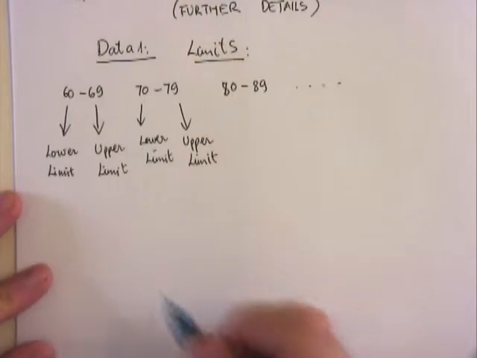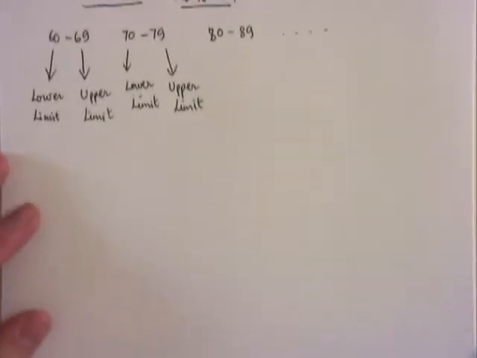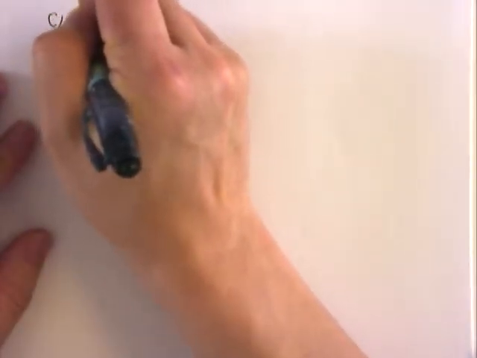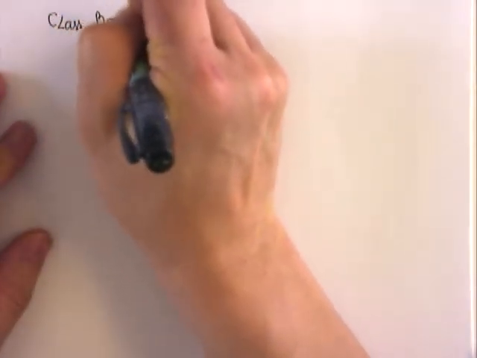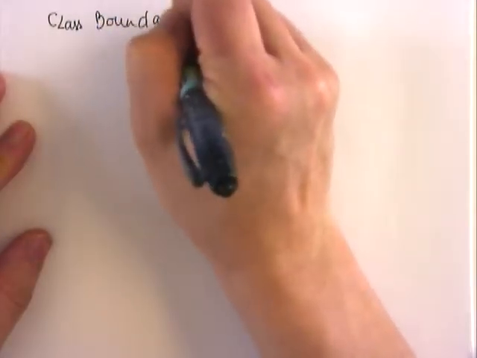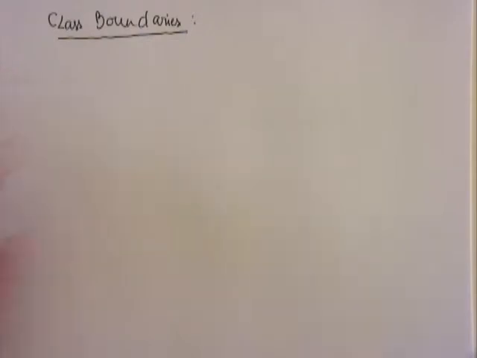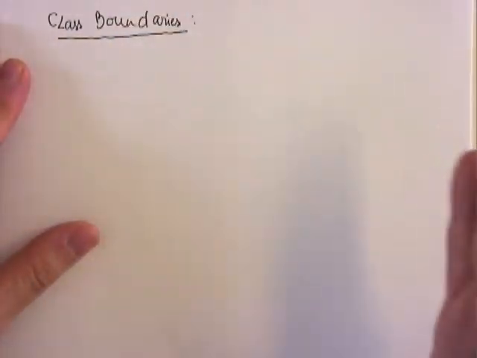Now the next concept that we're looking at in a class frequency distribution table is class boundaries. Class boundaries are not to be confused with the upper and lower limits. A class boundary is defined to be the dividing line between any two classes.